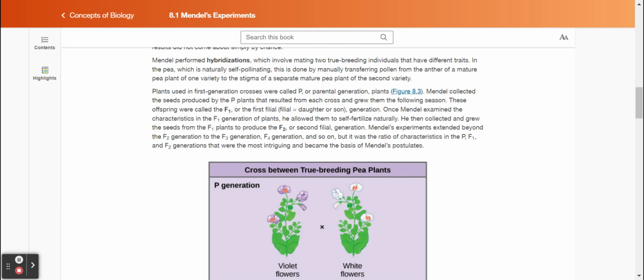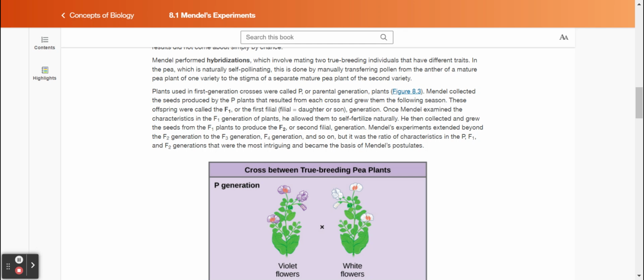Mendel collected the seeds produced by the P plants that resulted from each cross and grew them the following season. These offspring were called the F1, or the first filial, meaning daughter or son, generation. Once Mendel examined the characteristics in the F1 generation of plants, he allowed them to self-fertilize naturally. He then collected and grew the seeds from the F1 plants to produce the F2, or second filial generation.